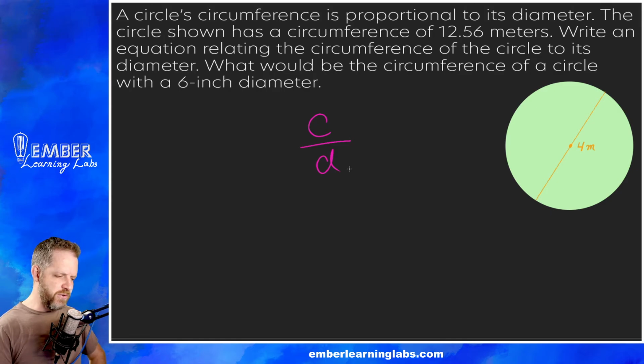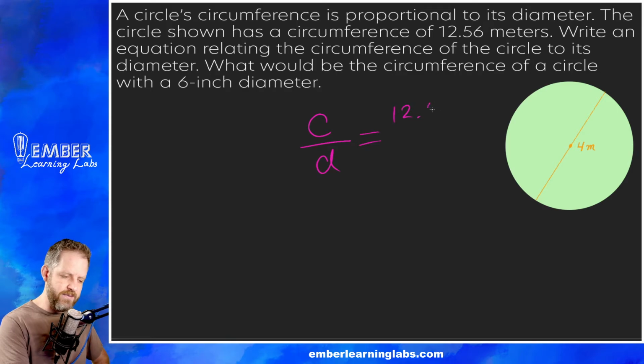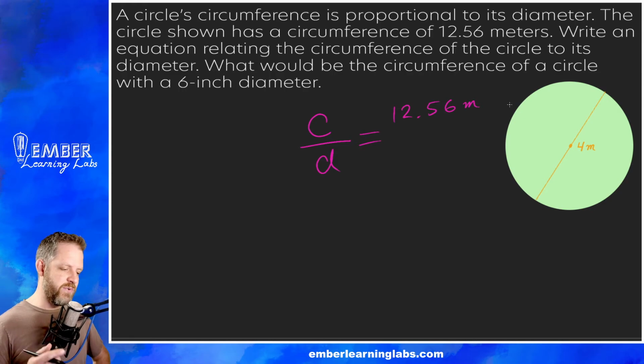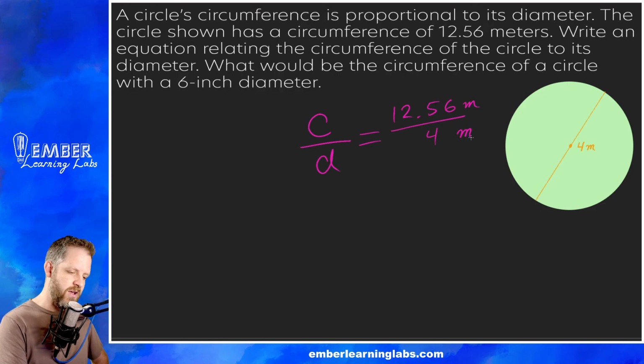Okay. So the circle shown has a circumference of 12.56 meters. So its circumference is 12.56 meters. I'm putting units on there because we want to make sure that they match, right? We're going to write an equation relating the circumference of the circle to its diameter. So it gives us a diameter of 4 meters. The units do match. So we need to reduce this down. We're going to reduce this down to a unit rate.